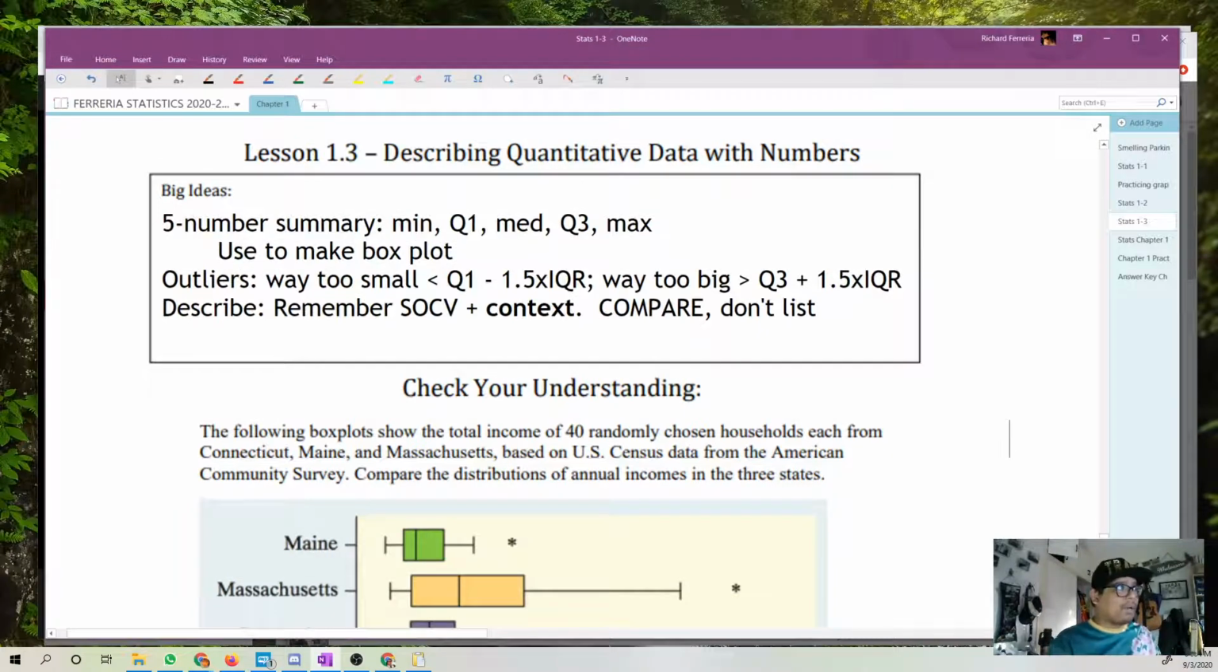And lastly here, to describe, remember SOCV: shape, outliers, center, and variability. You'll need to write about all 4 of those things to correctly compare 2 distributions. Remember to add that with context, and if I didn't say it enough, remember to compare, don't list.